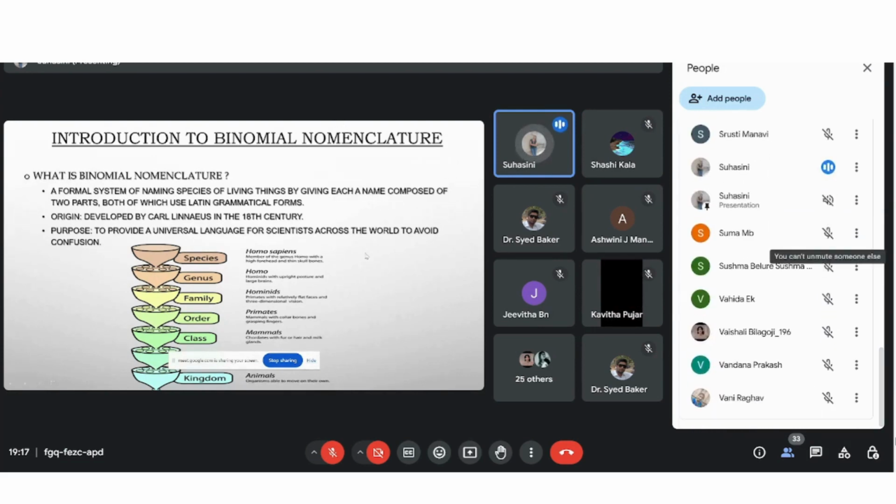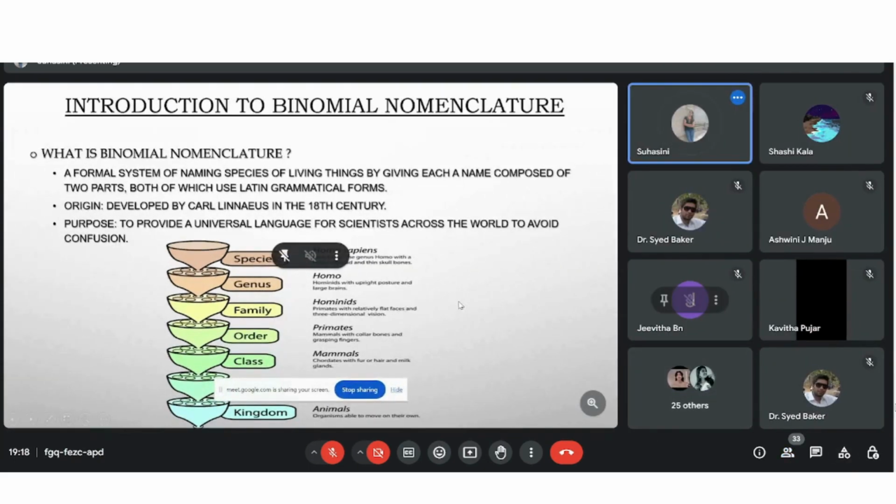So, what's the purpose of binomial nomenclature? It provides a universal language for scientists across the world to avoid confusion. So, as you can see, this is the Linnaeus nomenclature system.